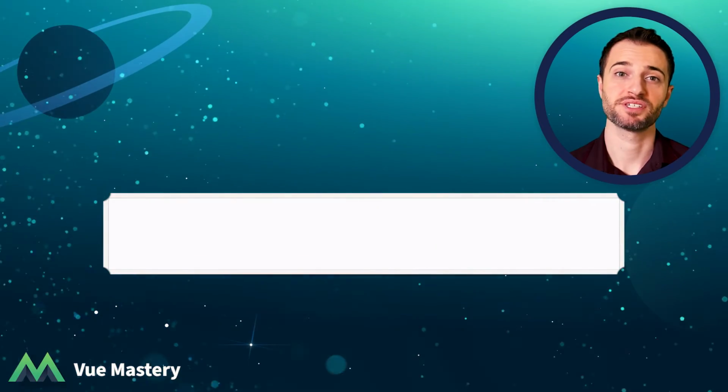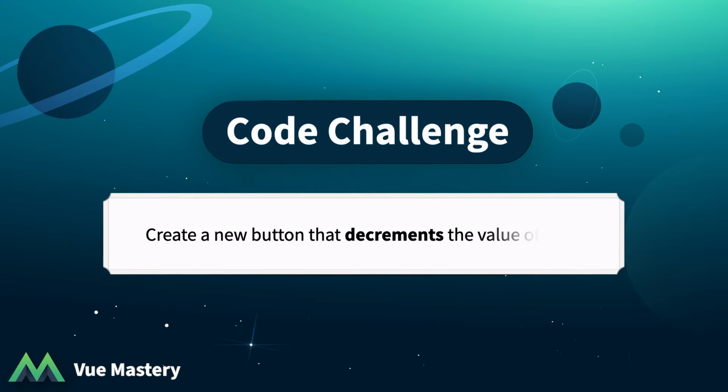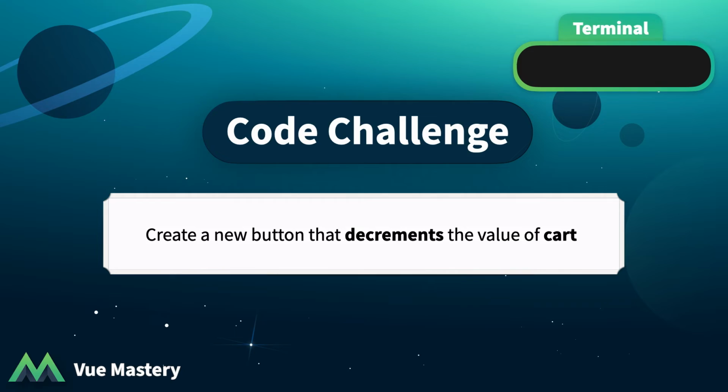And with that, we've come to the end of the lesson and to our coding challenge. Create a new button that decrements the value of cart. As always, you can check out the ending code at L6-end.